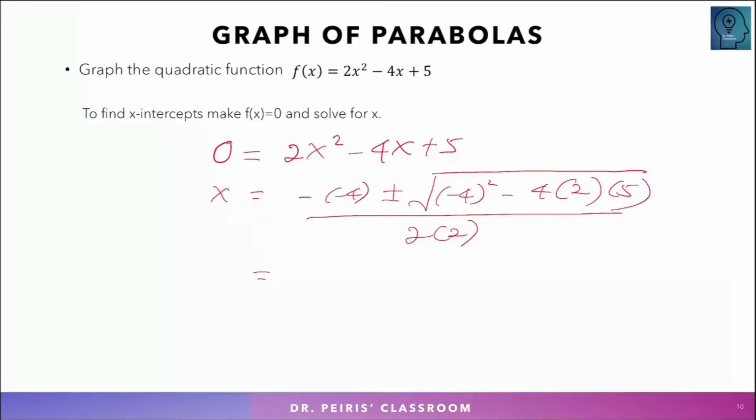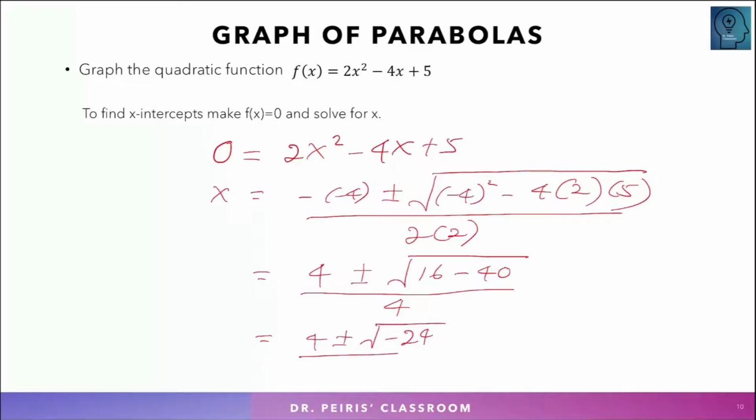So the first one, minus negative 4, is positive 4. Then negative 4 squared is 16. Minus 4 times 2 times 5 is negative 40, divided by 4. Now what we see in this case is a special case. Inside the square root is a negative number. 16 minus 40 is minus 24, divided by 4. So it's going to be an imaginary number. This is the square root of negative 24, which means there are no x-intercepts because this is not real.